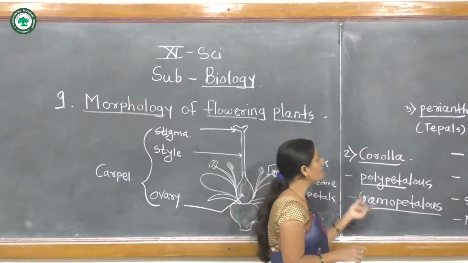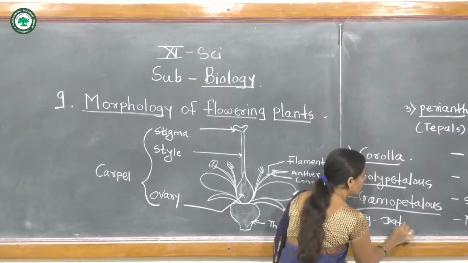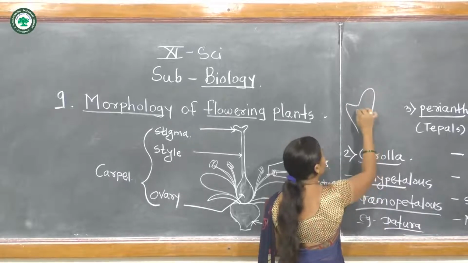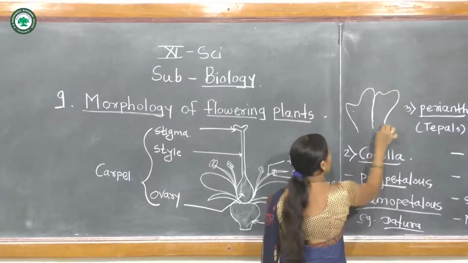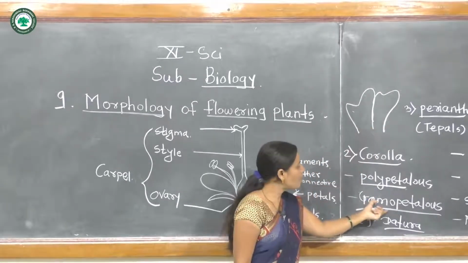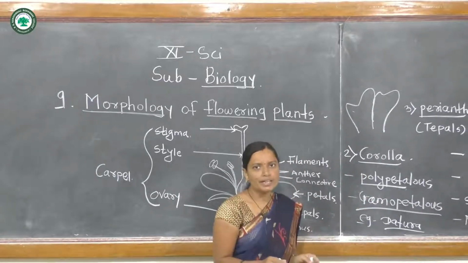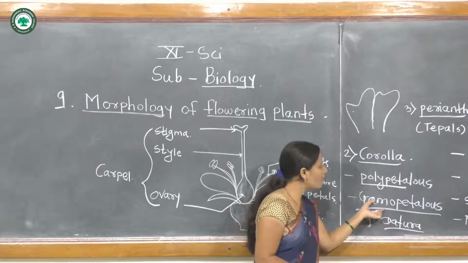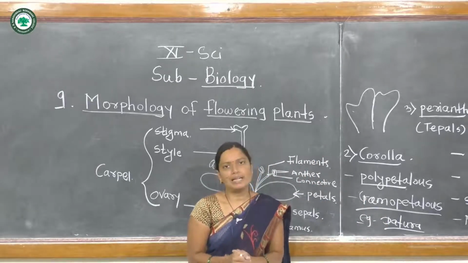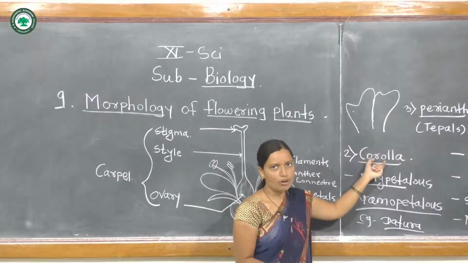This type of condition is shown, for example, in the Dhatura flower. In this Dhatura flower, the petals are fused. This type of arrangement of the flower means the gamopetalous condition. These petals are united and joined with each other in the Dhatura flower, and this condition is called the gamopetalous condition. Now the next important character of the corolla or petals.